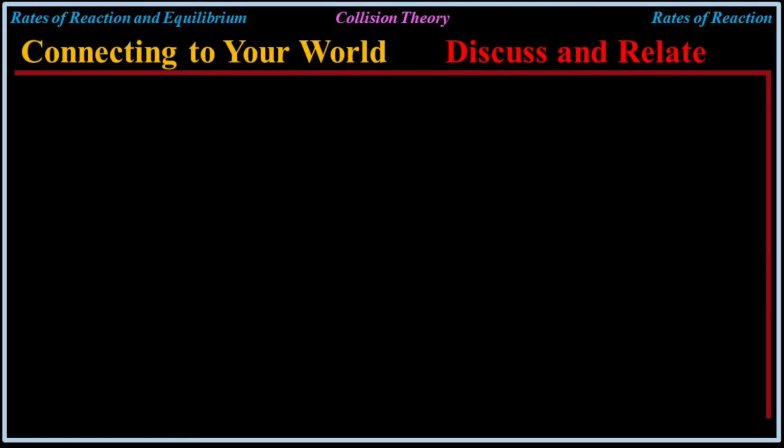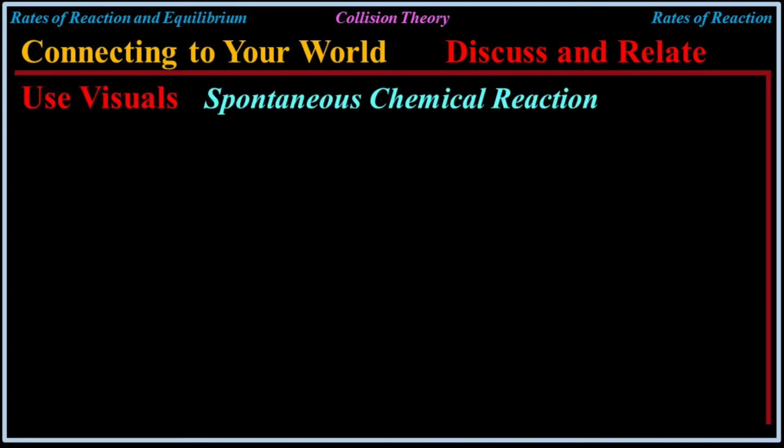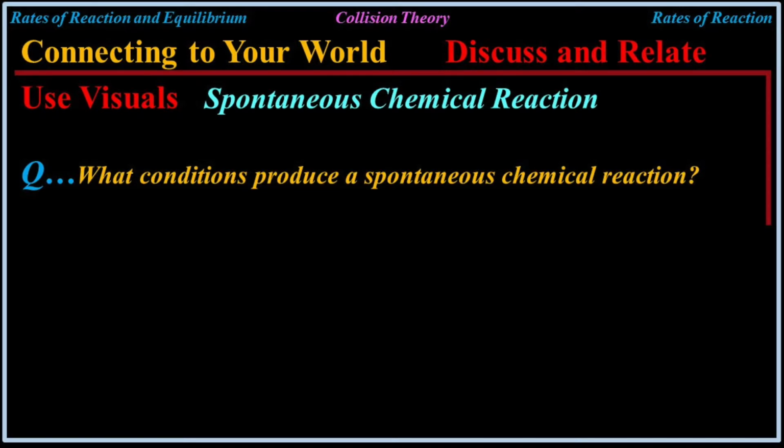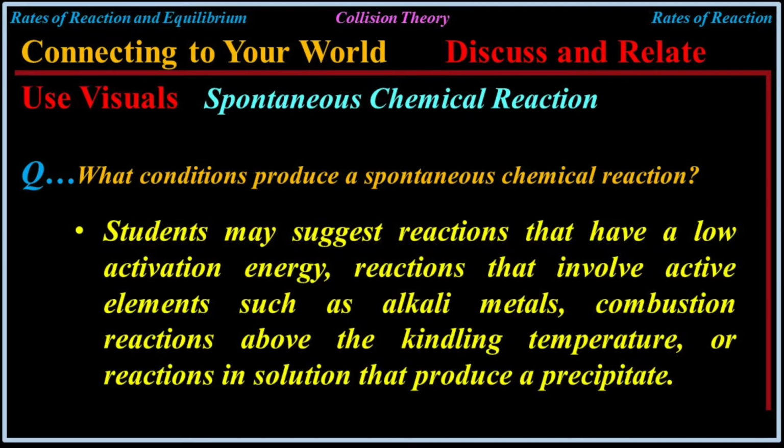Connecting to your world, discuss and relate. Spontaneous chemical reaction: what conditions produce a spontaneous chemical reaction? Students may suggest reactions that have a low activation energy, reactions that involve active elements such as an alkali metal, combustion reactions above the kindling temperature, or reactions in solution that produce a precipitate.